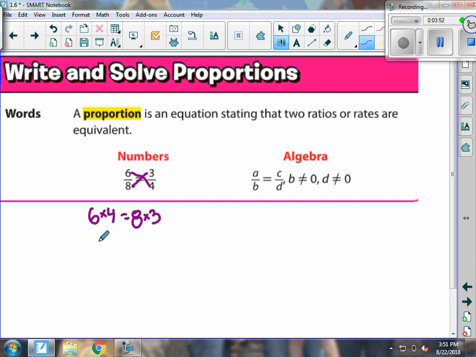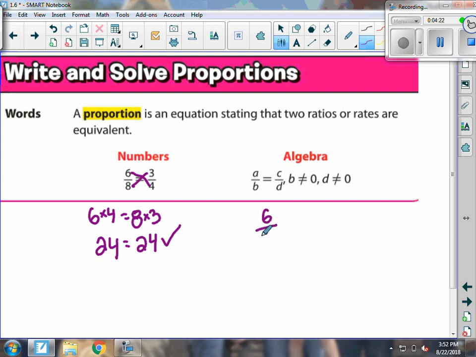What is 6 times 4? That's 24. 8 times 3 is 24. Does 24 equal 24? Yes, it does. So when our fractions are really equivalent, when we multiply across, numerator times the denominator, then they should equal the same. So this is beneficial because this will help us to figure out the value of an item we don't know.